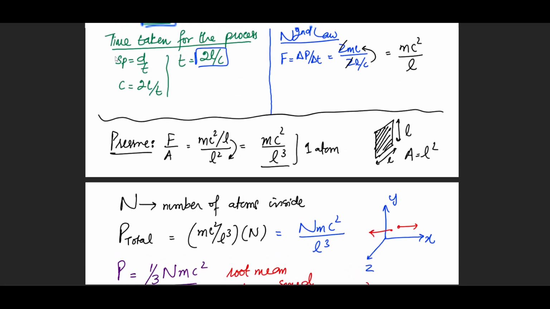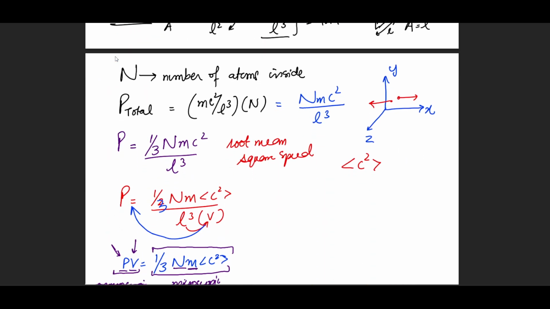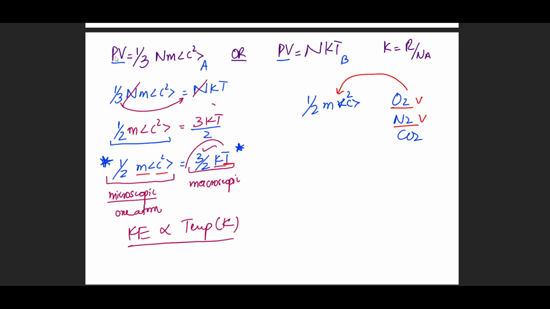So let's go back to the syllabus and see whether we've covered everything. So yes, we understand what is RMS speed. We have given this proof as well, and we understand how it is equal to 3 by 2 kT from this system. We understand how we got the 3 by 2 kT factor, right?